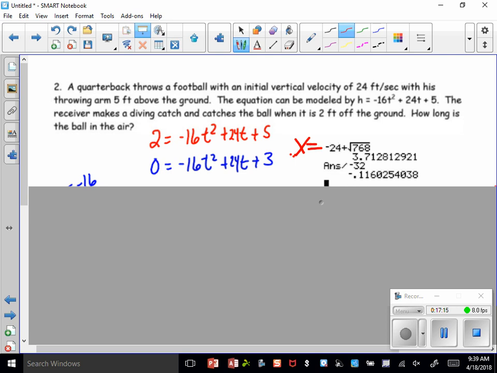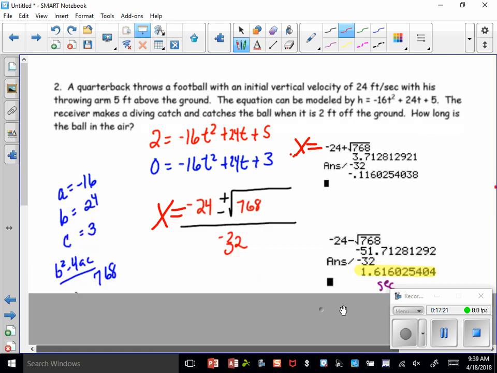So now we're going to do the same thing, but instead of being a plus, we're going to change it to a minus. Okay, so we're going to say x equals again. Make sure you write that first before typing it in, because this is what I would require you to show on a test. So you'll write down x equals -24 minus the square root of 768. Make sure you hit enter, then divide it by -32, and you should come out with approximately 1.62 seconds. Okay, how many people were able to get 1.62 seconds? All right, great.